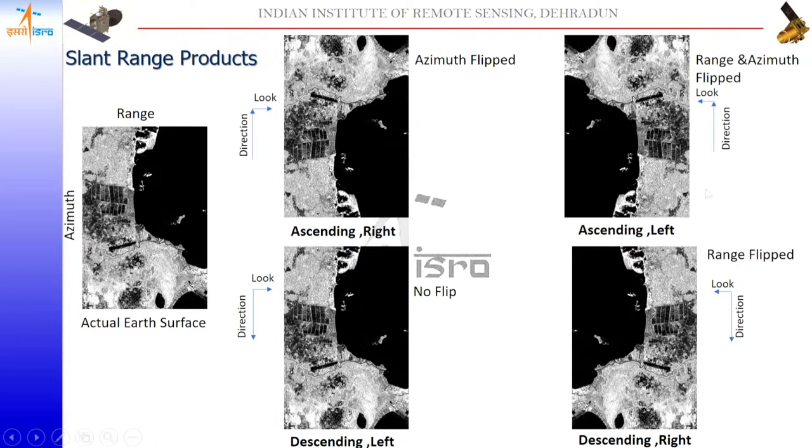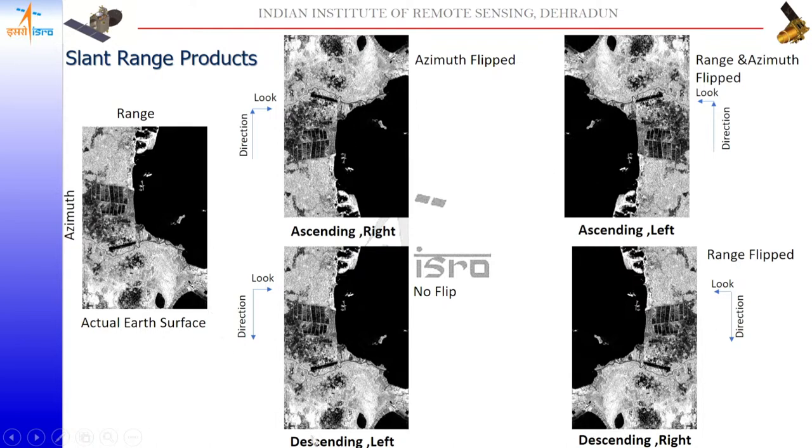Now second, if it is ascending left, going in this direction and looking this way, this part will be imaged first, so it will come in the first pixel. So there will be both range and azimuth flipped. The original image is like this, but if the data is acquired in ascending left mode, then there is flipping in both range and azimuth direction. And if it is ascending right, then it is flipped in the azimuth direction.